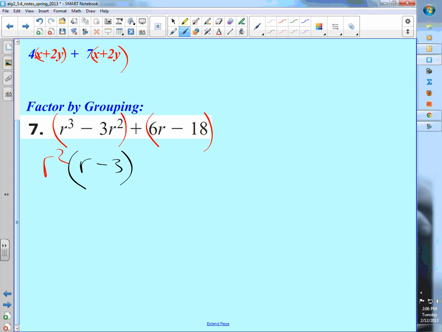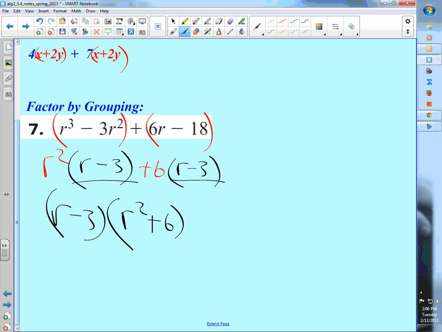What's common in the second one? 6. And when you pull the 6, you'll be left with, see how the R minus 3s are identical? If that's true, then this is going to factor by grouping. If you pull out the common factor, the R minus 3, that's what's in common. Who's left? R squared plus 6. That's how it factors. Can R squared plus 6 be factored further? No. So we're done.